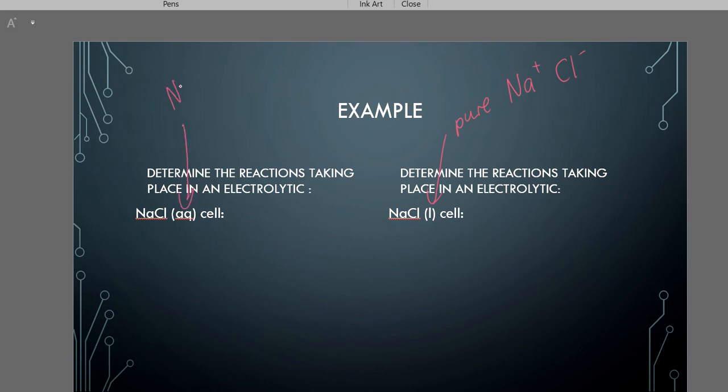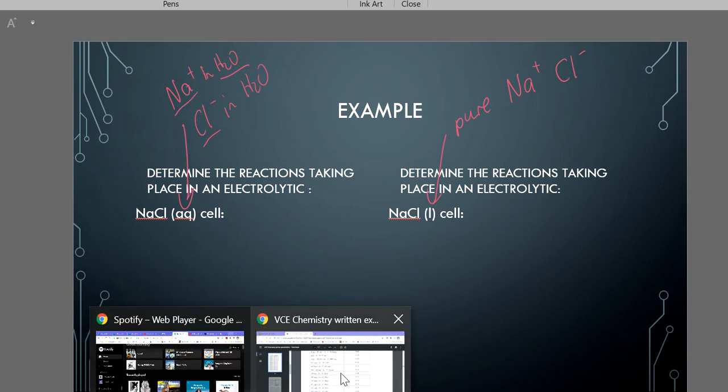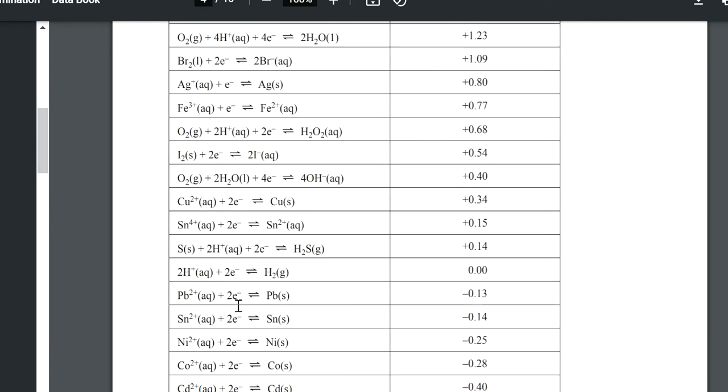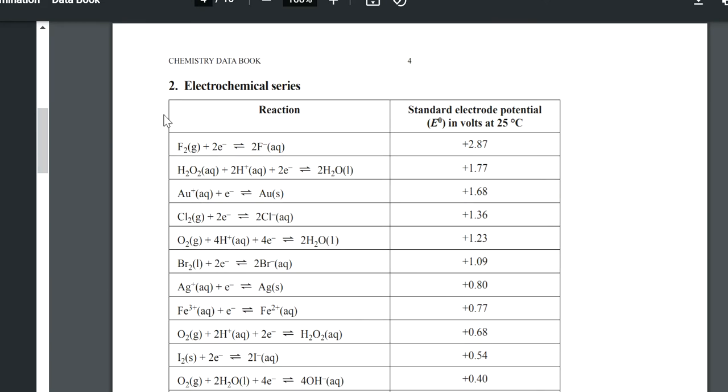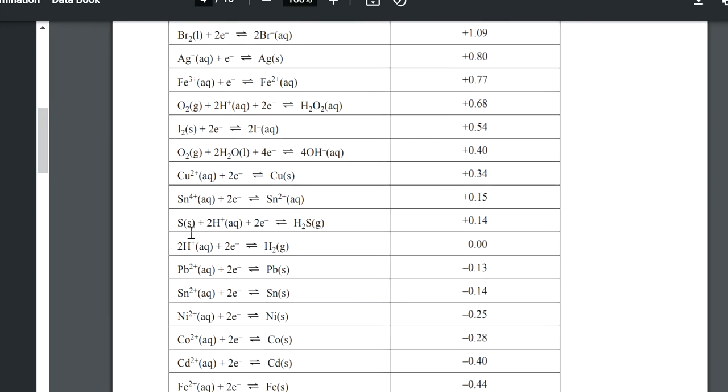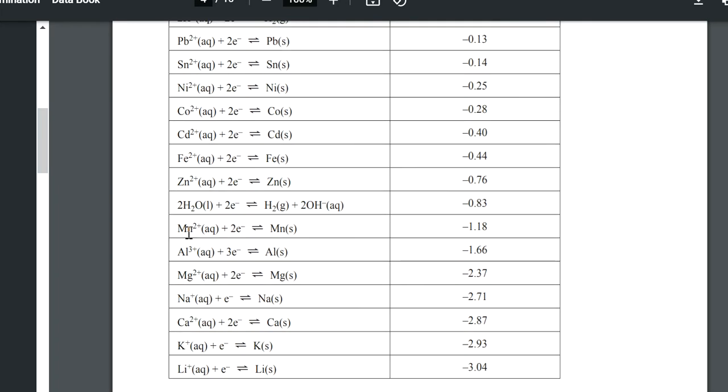Aqueous here, Na positive in H2O, Cl negative in H2O. Okay, so considering we have sodium reacting in water and chlorine in this first one, let's have a look at the half reactions that are most likely to take place. So highest reaction in the forward direction, going all the way down here, we need sodium ions, water or chlorine ions, and it is water.